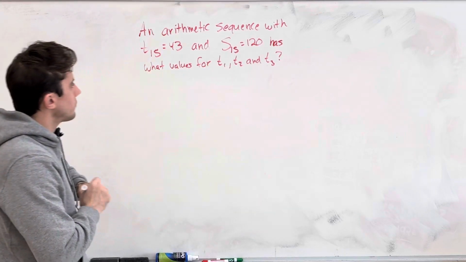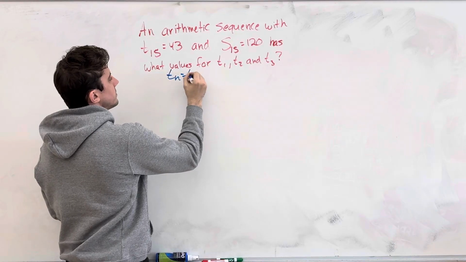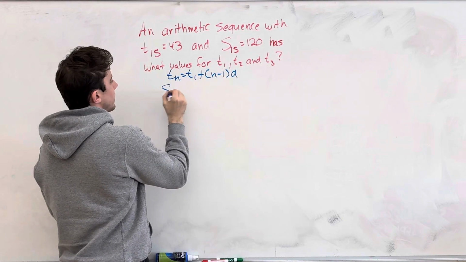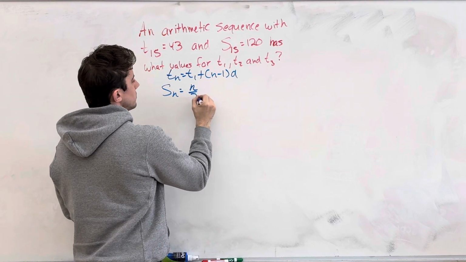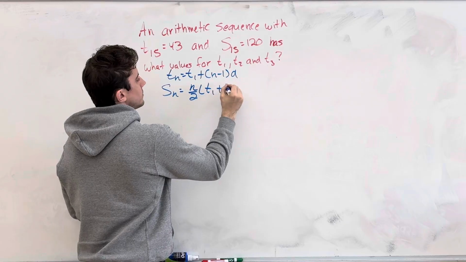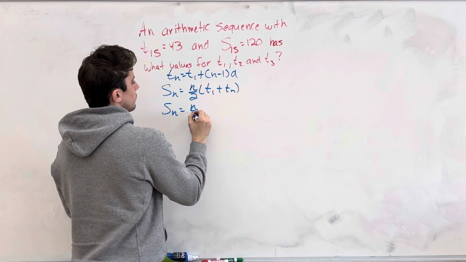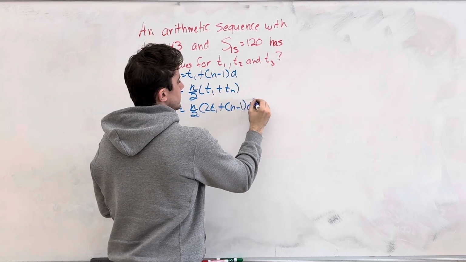Okay? So first things first, let's write out the equations that might be useful. We know that Tn is equal to T1 plus n minus 1 times d. We know that Sn is equal to n over 2 times the sum of T1 plus Tn, and we know that Sn is also equal to n over 2 times 2T1 plus n minus 1 times d.